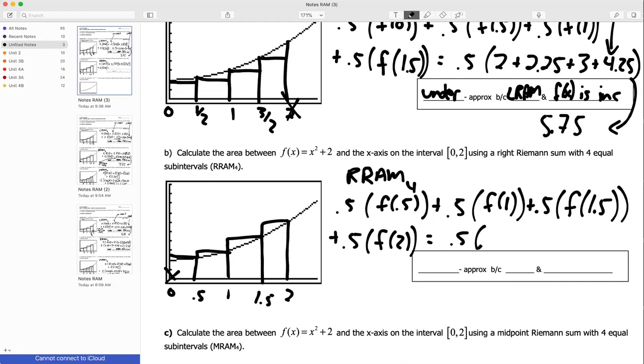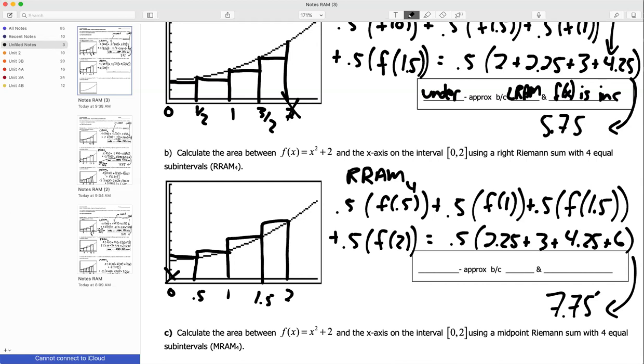f of 0.5 was 2.25. And f of 1 was 3. And f of 1.5 was 4.25. And then the last one here, if I take 2 and plug it in, I get 2 squared plus 2, which is 6. And again, if I add all those up and then multiply by 1/2, you should get 7.75 there.